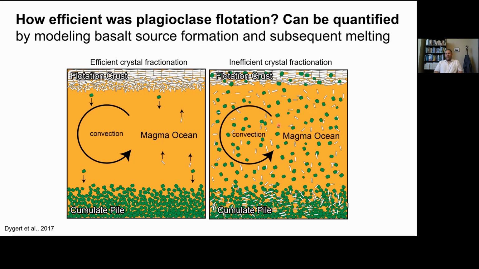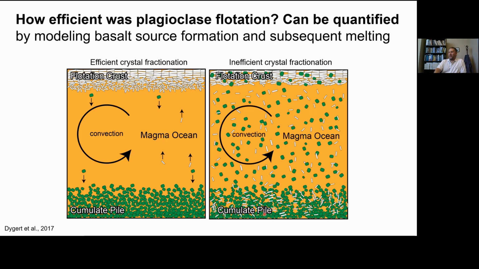So these are two different cartoons that just highlight two different possible end-member scenarios, where on the left you see very efficient crystal fractionation, where plagioclase that's precipitated floats according to its density, and dense mafic phases sink according to their density. And then in the case on the right, perhaps owing to more vigorous convection or heterogeneous nucleation or clumping of crystals, you have a scenario where there's a much dirtier cumulate pile forming at the base of the magma ocean, where a significant amount of plagioclase ends up in the floor.